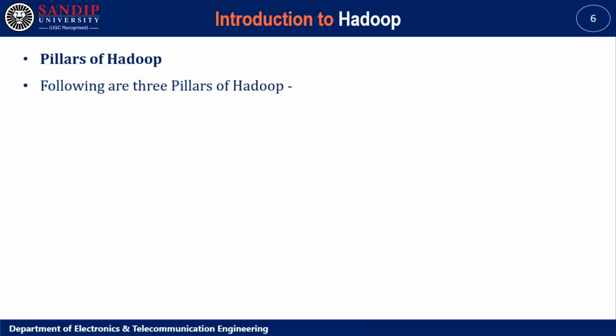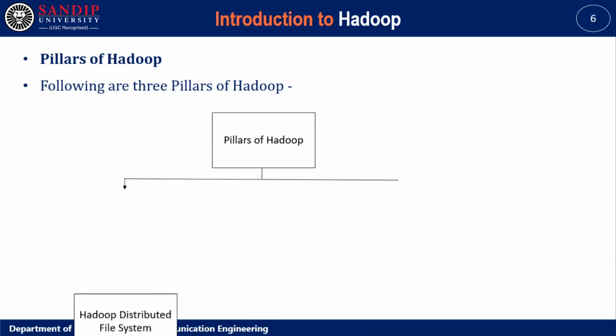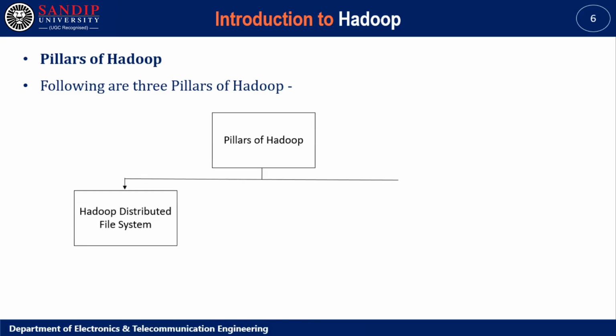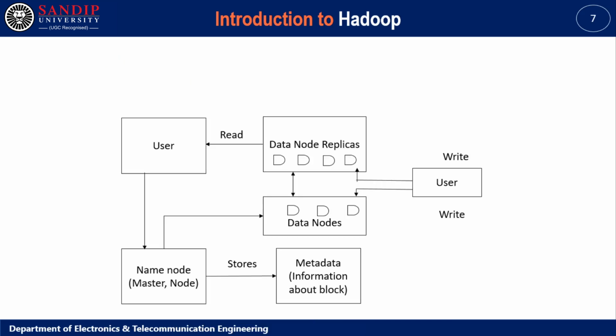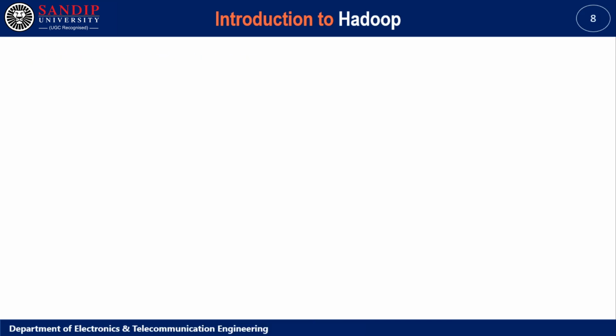Pillars of Hadoop. Following are three pillars of the Hadoop: Hadoop distributed file system, MapReduce, YARN.